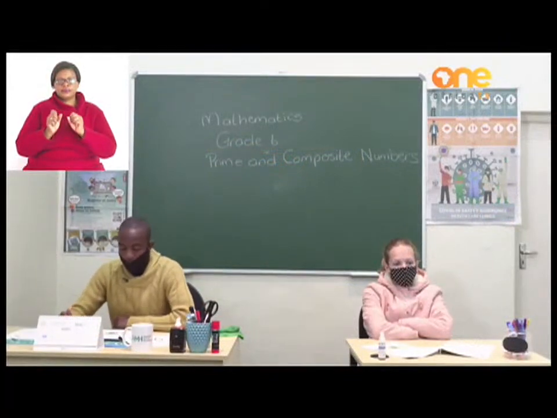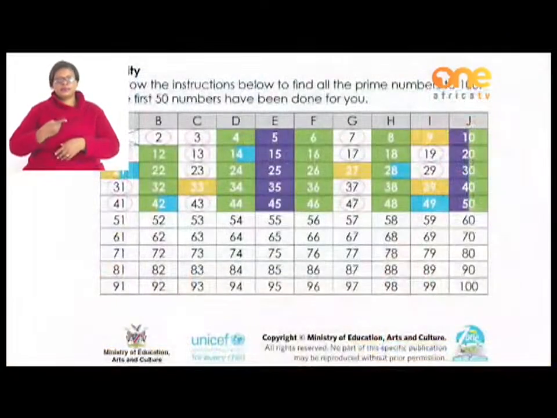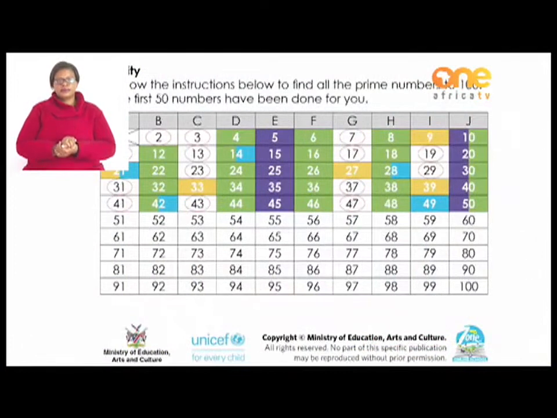All right, let's go to page 11. It says there: follow the instruction below to find all the prime numbers to 100. In other words, from 1 to 100. Now, it also says that the first 50 numbers have been done for you. Okay? Now, there is a certain way to discover your prime numbers, and we are going to do this step by step. So let's go to page 12.